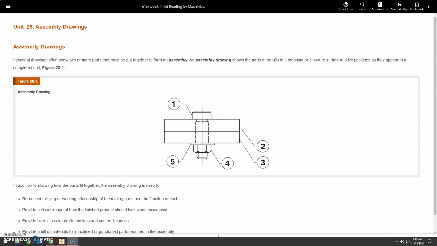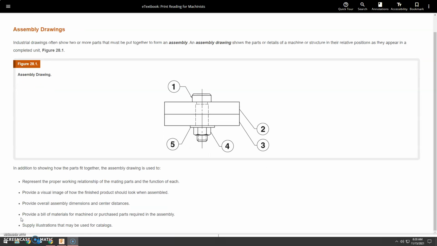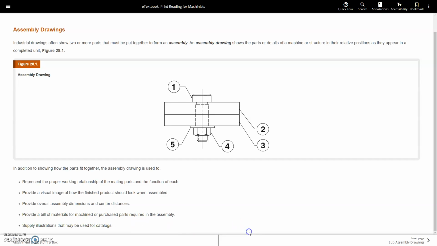So Unit 28, Assembly Drawings. Assembly drawings are industrial drawings that often show two or more parts that must be put together to form an assembly. An assembly drawing shows parts or details of a machine or structure in their relative positions as they appear in the completed unit. In addition to showing how the parts fit together, the assembly drawing is used to represent the proper working relationship of mating parts and the function of each.